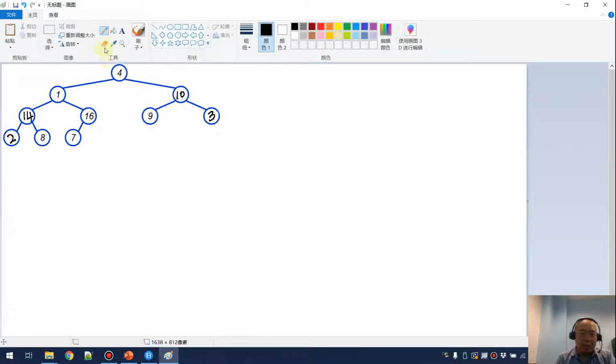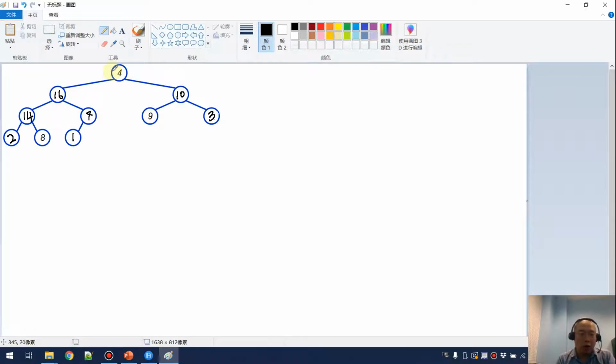After that, how about 1? For the 1, that's another big trouble, because 1 should be swapped with 16. So 16 goes here, and 1 goes down here. Is this node correct? The answer is no, because it should be shifted down even further. So 1 should go down and swap with 7. So 7 and 1. Now I have finished touching this node.